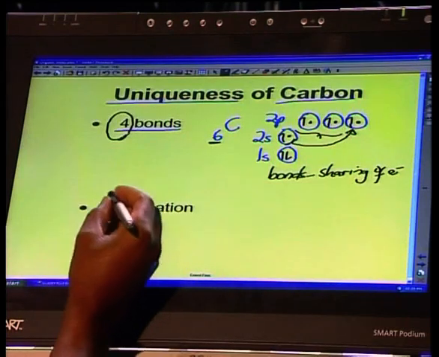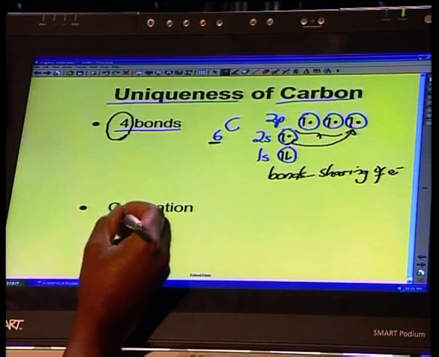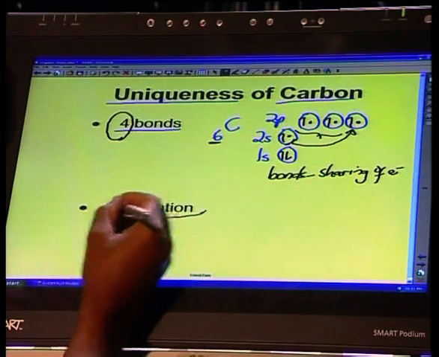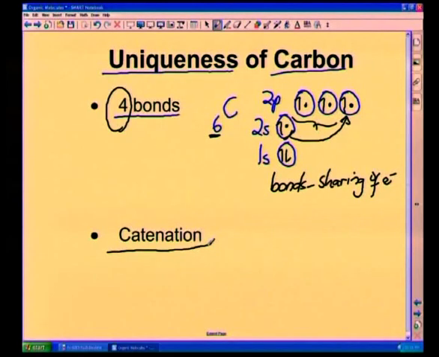Another issue about carbon is that it has this ability, catenation. What is catenation? Catenation is the ability to form long chains of molecules bonded to the carbon atom. In other words, you've got a carbon atom bonded to another carbon atom, bonded to another carbon atom. In that way, it has the ability, catenation, to form those long chains.